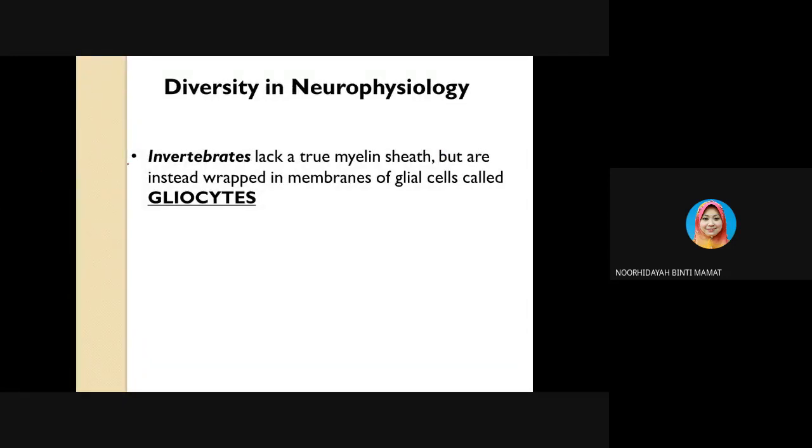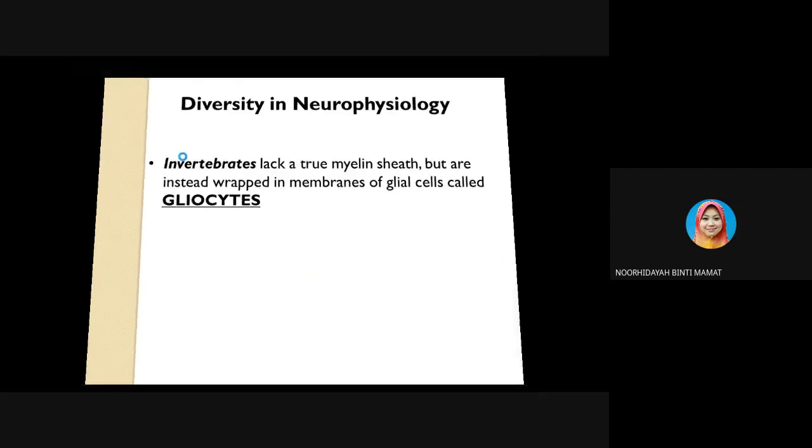So the invertebrates lack a true myelin sheath, but their axons are instead wrapped in membranes of glial cells called gliocytes. Even though they don't have the Schwann cells, which form the myelin sheath, they have the gliocytes in the invertebrates.